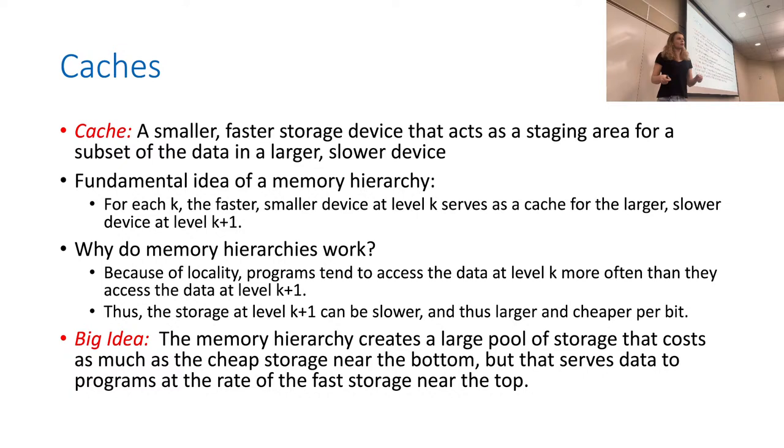How can we leverage the knowledge that we're probably going to use things next to us and this thing again soon? How do we leverage that into going faster? And the answer is cache. Cache is a smaller, faster storage device that acts as a staging area for a subset of the data in a larger, slower device. And it is kind of like the main point of the memory hierarchy, right?